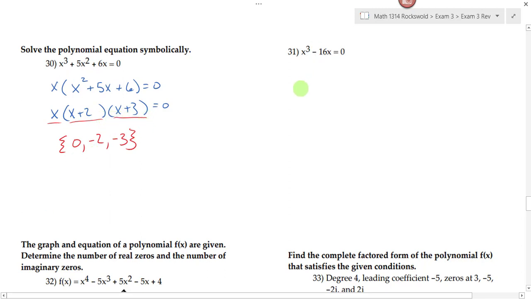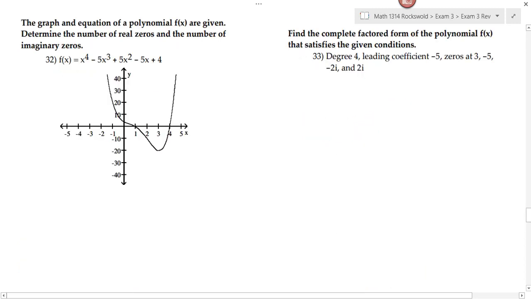On 31, do I have a common factor I can pull out? X. And when I do that, I'm left with x squared minus 16. Will this factor further? This is the difference of 2 squares, isn't it? So that would be x plus 4 times x minus 4. And then I just set each factor equal to 0 and solve for x. And what do I get for my answers here? 0, -4, and 4.